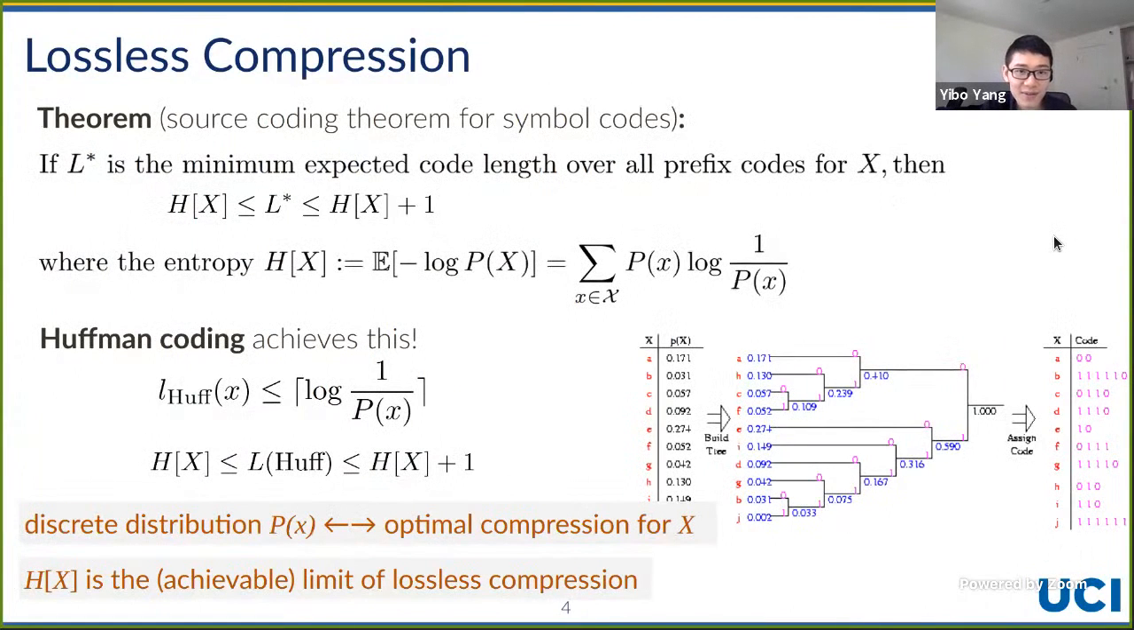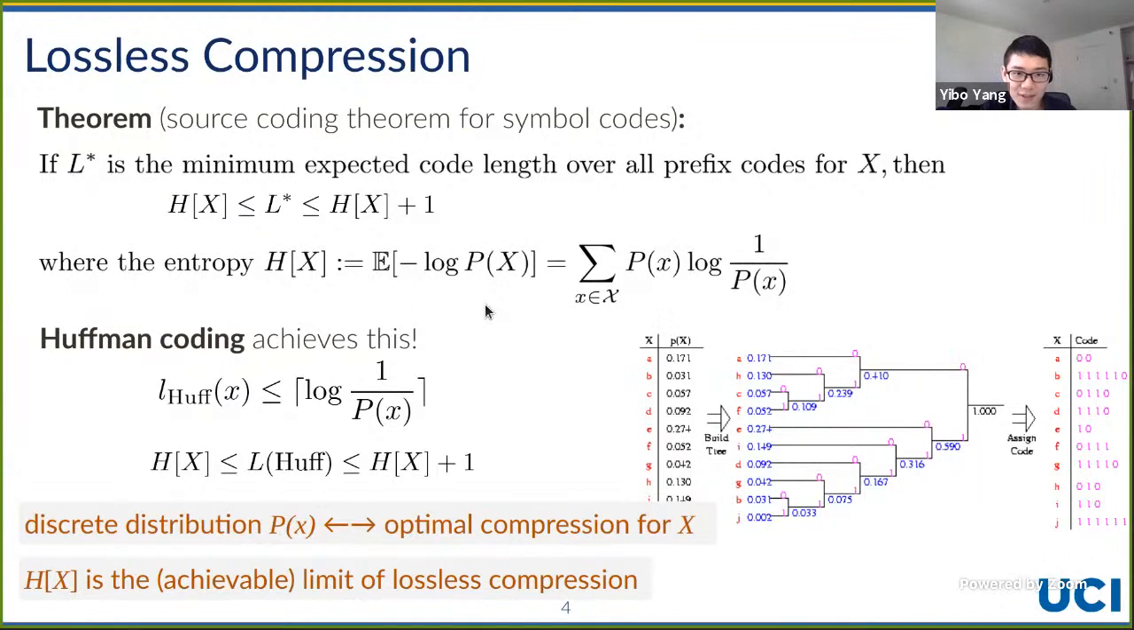It turns out people have worked this out already. There's a theorem for what's the best you can do. If you call the minimum expected code length possible L*, then L* has to satisfy this inequality. It has to be greater than or equal to the entropy of the source. And you can do pretty well. You can get really close to the entropy, such that your expected code length doesn't exceed the entropy by more than 1, where the entropy is defined by the equation here.